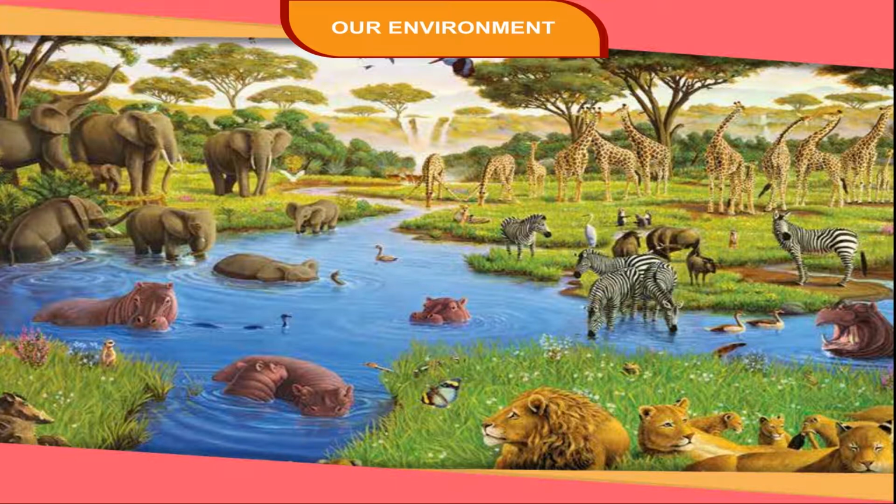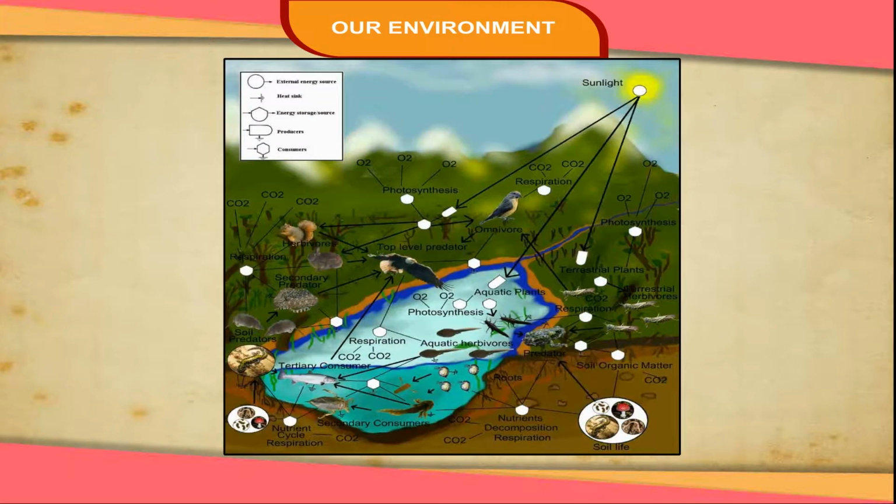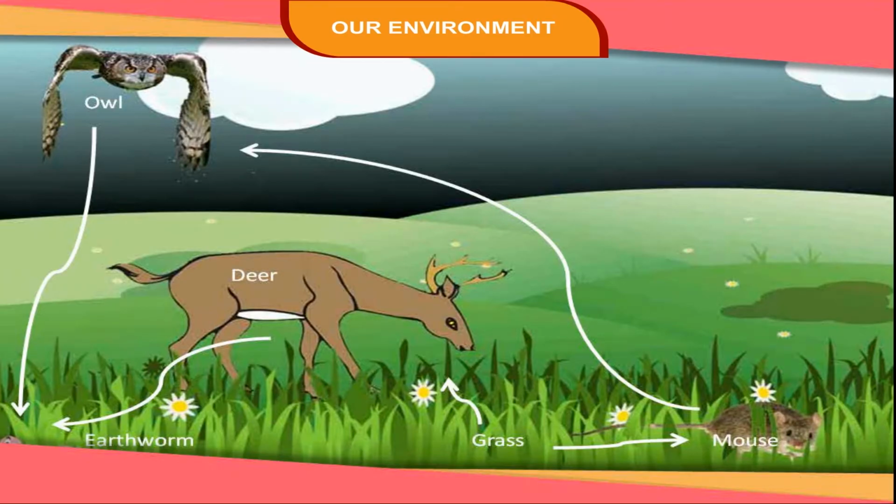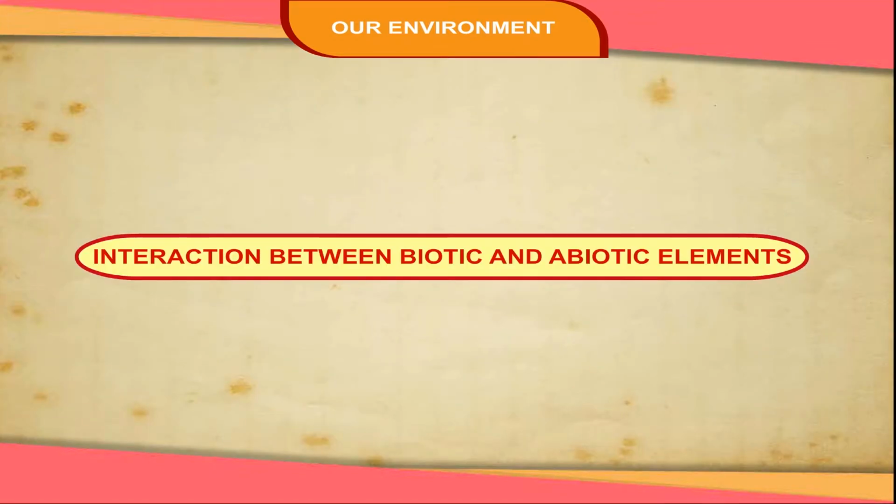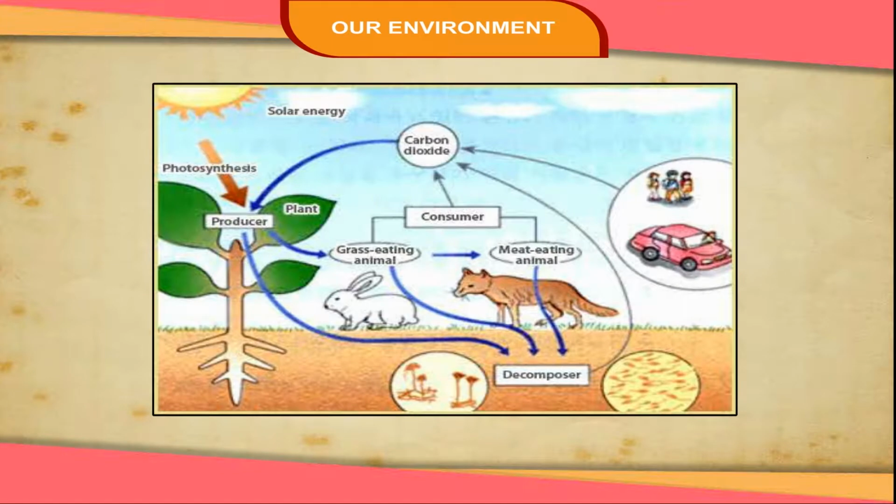Geography studies the interrelationship between living organisms and the environment. Moreover, these components of environment are not static. They are always changing because of various processes. However, these changes may be slow as well as sudden. Interaction between biotic and abiotic elements. The biotic and abiotic elements of the environment are dynamic in nature.